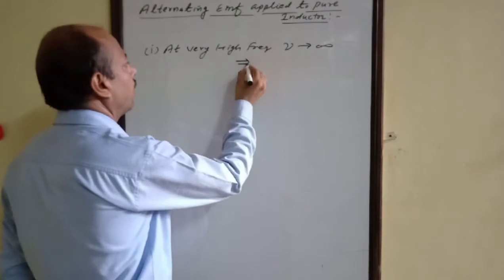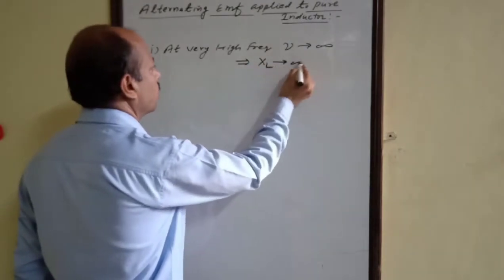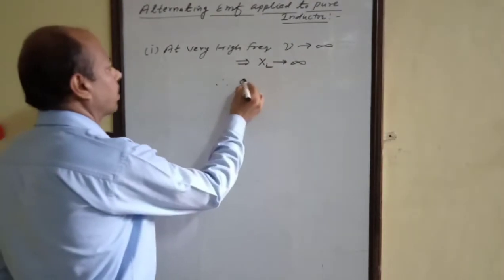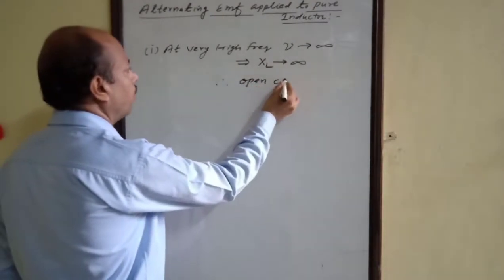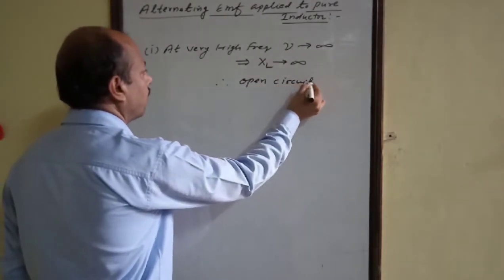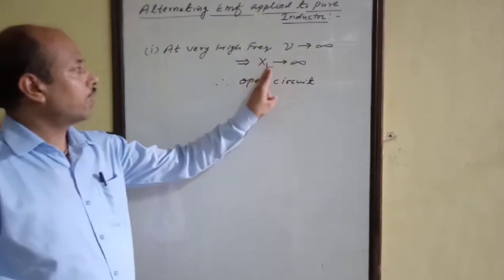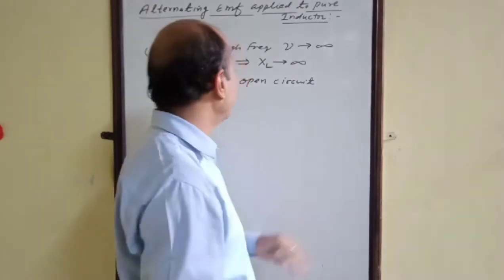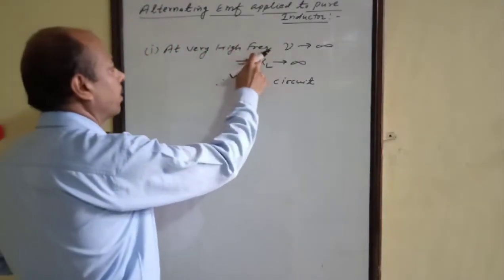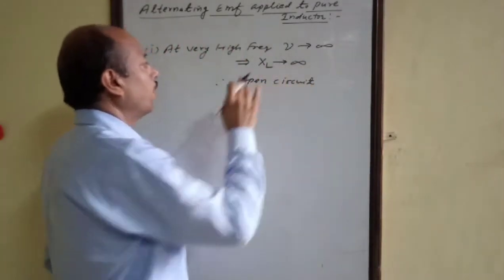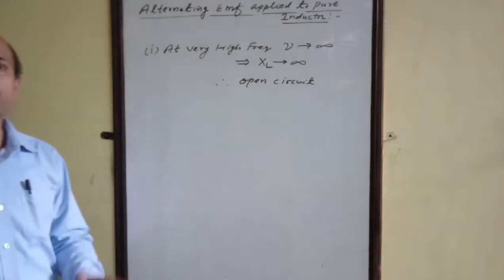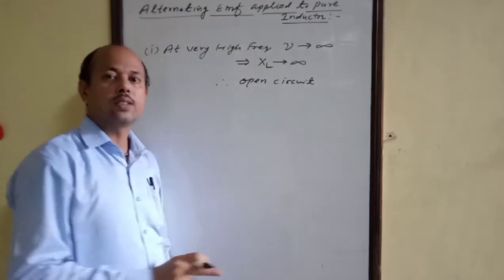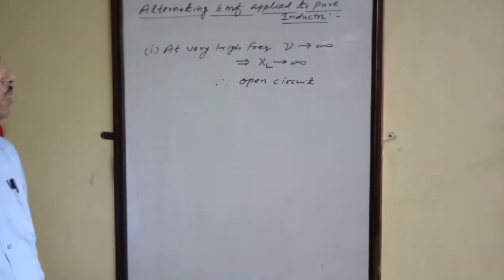Then XL tends to infinity, and therefore the inductor behaves like an open circuit. Since the effective opposition becomes infinite, it means there will be no current. Therefore, at very high frequency, the inductor behaves like an open circuit, or we can say it will not allow any current to pass through it at very high frequency.